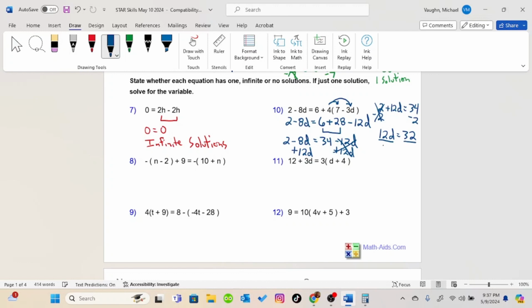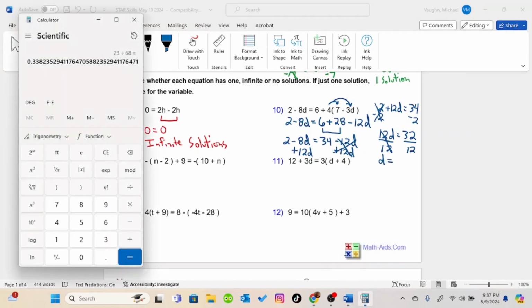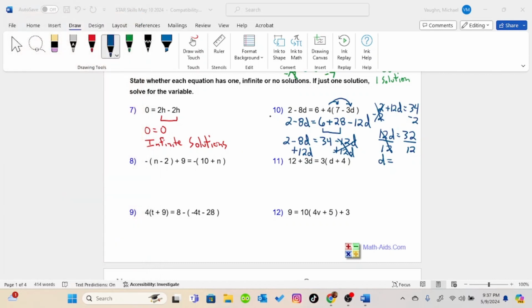Now we divide both sides by 12. That cancels it on the left. And d equals 32 divided by 12, 2 2/3. So there's one solution.